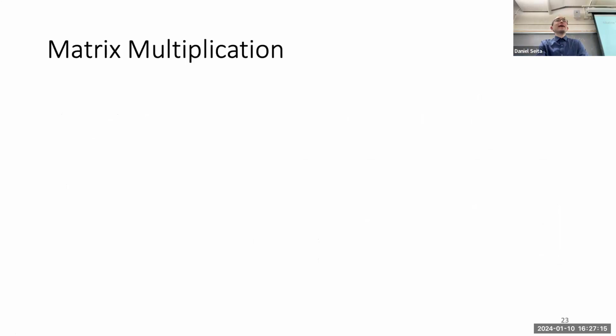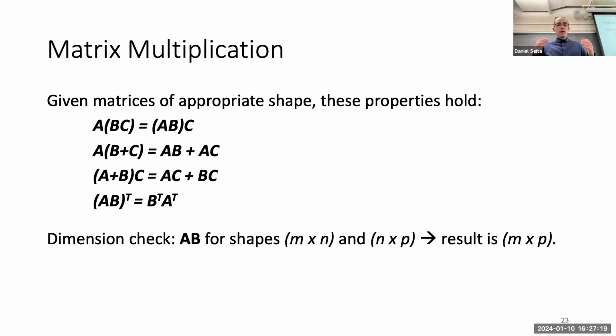All right, matrix multiplication. When we're given matrices of appropriate shape, and the shaping is very important, we'll talk about that soon, then these following properties will hold. For example, you can add B plus C in parentheses first, and you can distribute the matrix A just like if they were scalars to get AB plus AC.